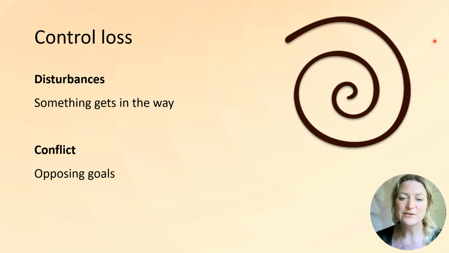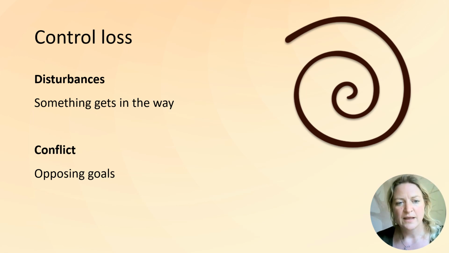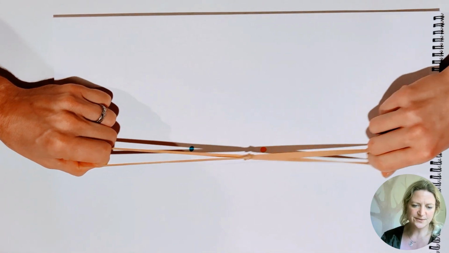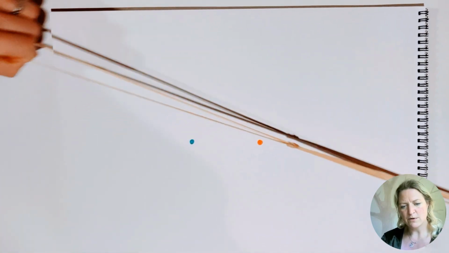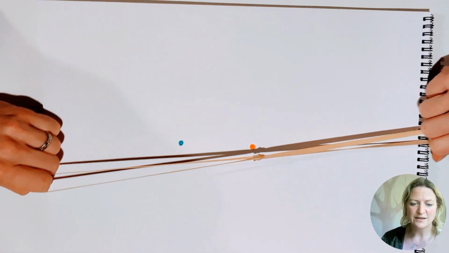One other major source of control loss is conflict, when two different control systems have different reference values for the same controlled variable. I will show you what conflict is like. Here you have the same people, but now they have two dots and one knot, and they both want to perceive the knot above their own dot. And you can see what happens.